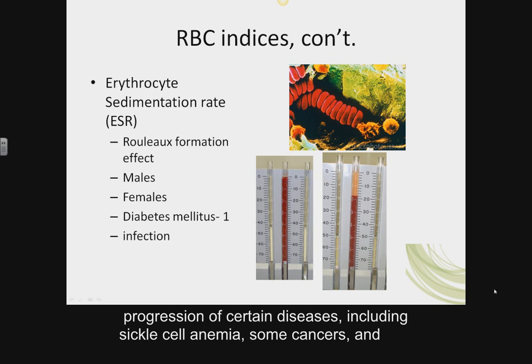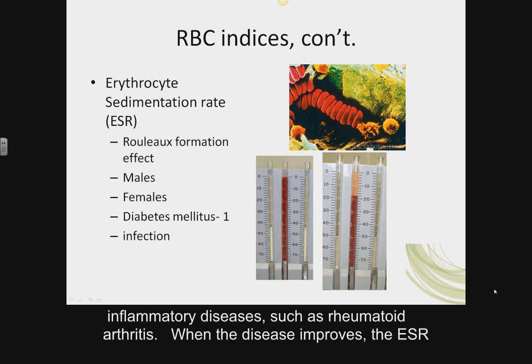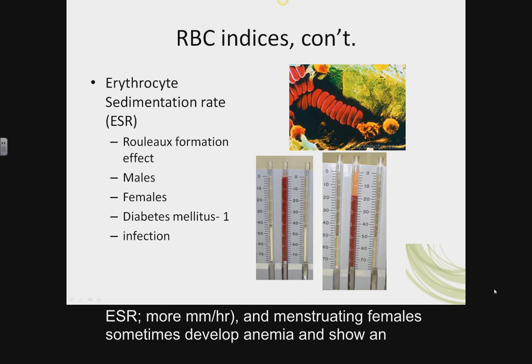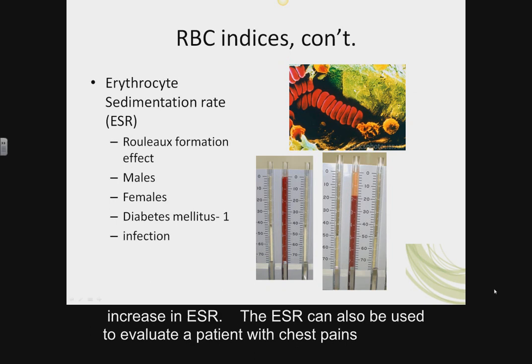When the disease improves, the ESR decreases, fewer millimeters per hour. ESR can be elevated in iron deficiency anemia. That means faster ESR, more millimeters per hour. And menstruating females sometimes develop anemia and show an increase in ESR.